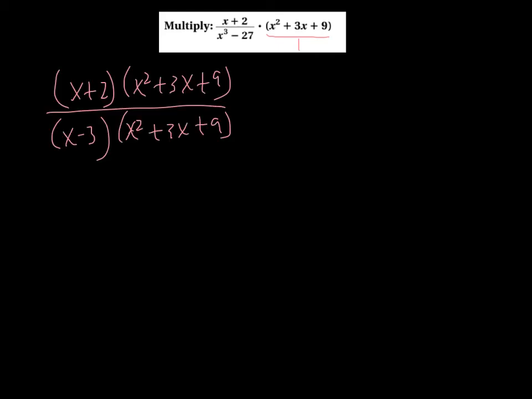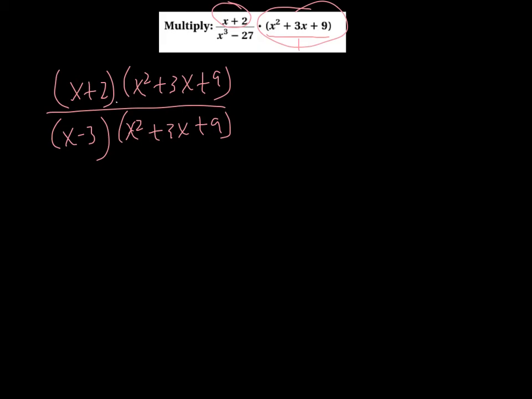Okay, now it is. What do we do now? Same thing. You attempt to deal with this one. Press pause now. So what happened here? We ended up with this x squared plus 3x plus 9. That's not factorable. X plus 2, that's not factorable.